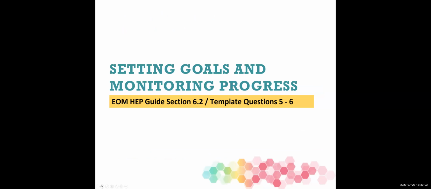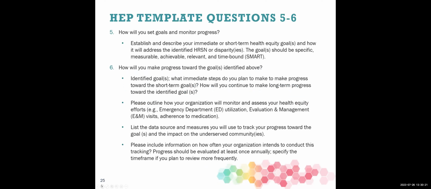So the next template questions are 5 and 6, and they pertain to setting health equity goals and monitoring progress. You can find more information in section 6.2 of the EOM HEP guide. Next slide, please. These are template questions 5 and 6. And again, I won't read those, but these questions are all about setting goals and defining performance measures for the current year and also for subsequent plan years. As you can see, there are sub-questions for each of these. And again, when we get into the template, we'll review these in a little more detail. Next slide, please.